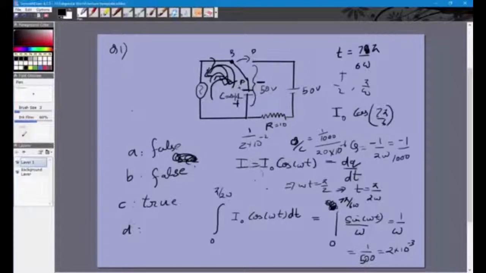Option D says Q is 2 into 10 to the power minus 3, where Q is the total charge flowing from the battery to the capacitor. Initially the capacitor has some charge, and finally it will have the same charge but in the opposite direction. So initially this is minus plus, finally it will be plus minus. So 2 times this charge will be flowing, which is 2 into 1 by 1000, or 2 into 10 to the power minus 3. So option D is also true, which means the answer to this question is C and D.